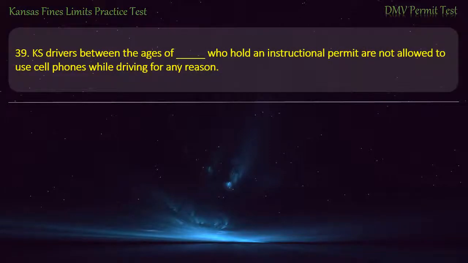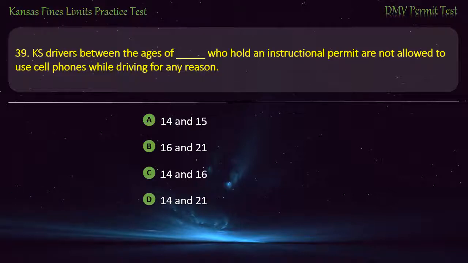Question 39. KS drivers between the ages of who hold an instructional permit are not allowed to use cell phones while driving for any reason. 14 and 15. 16 and 21. 14 and 16. 14 and 21. Answer. 14 and 16.